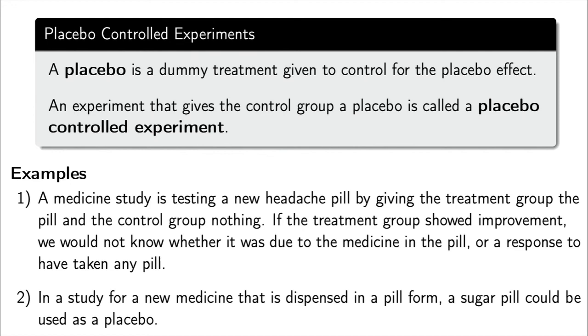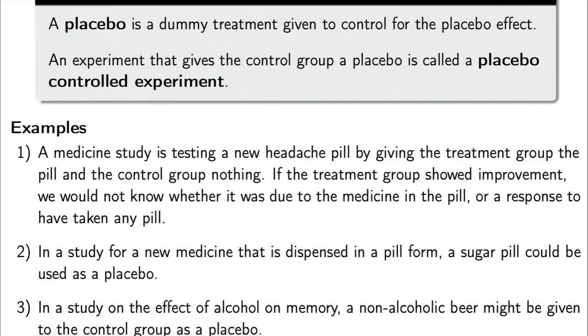And so we've got our control group and our treatment group. And if the control group receives the placebo and the treatment group receives the actual treatment, everyone thinks that they're receiving the treatment. And so that will reduce any confounding based on just knowledge that you're receiving a treatment. So let's look at some examples here.